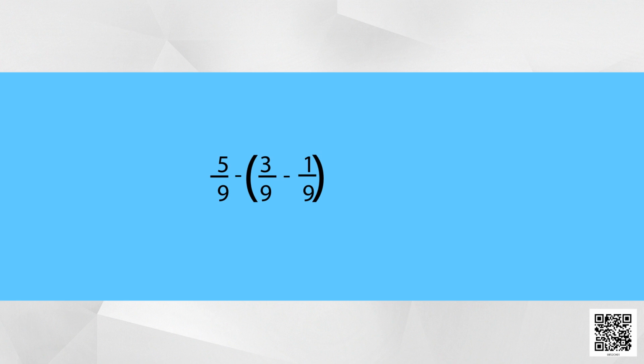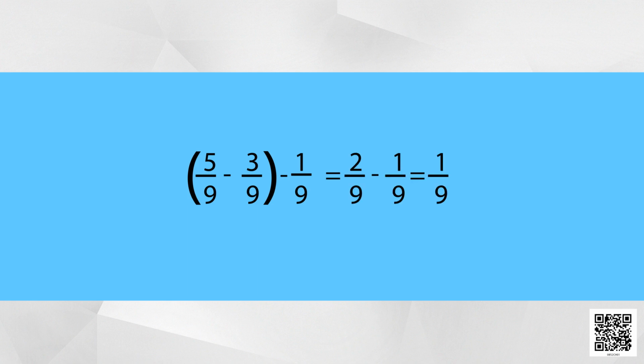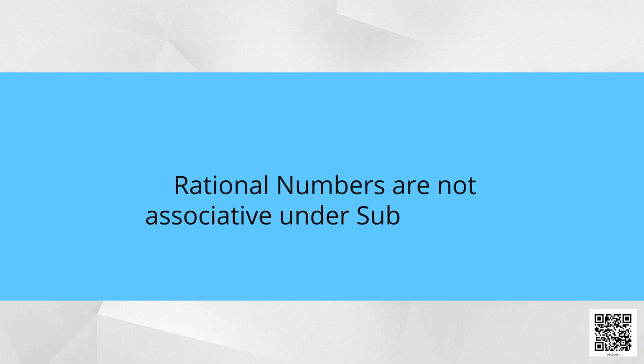Take 3 rational numbers. 5 upon 9 minus (3 upon 9 minus 1 upon 9) is equal to 5 upon 9 minus 2 upon 9 is equal to 3 upon 9. Now if we change the position of bracket, that is, we first subtract 3 upon 9 from 5 upon 9 and then subtract 1 upon 9. What do we get? We get 2 upon 9 minus 1 upon 9, which is equal to 1 upon 9. Which we can see that answer is different. So can we say that rational numbers are not associative under subtraction?